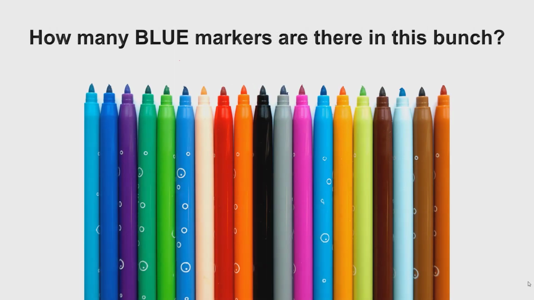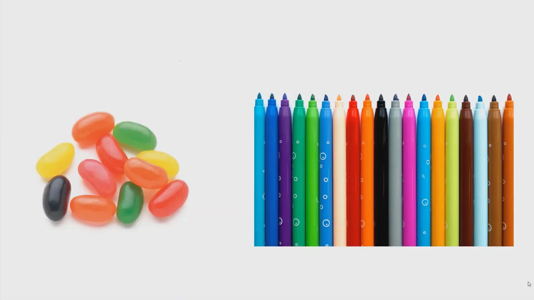How about this? How many blue markers are there in this bunch? Well, this one may not be so easy because why? There are shades of blue. What does blue really mean? And essentially, when you're looking at these two things, we agreed that there was 11 jelly beans that were here. But in terms of the blue markers, it looks like to me there might be 5. Maybe there's only 4. Maybe something that you thought was blue actually was green to another person.